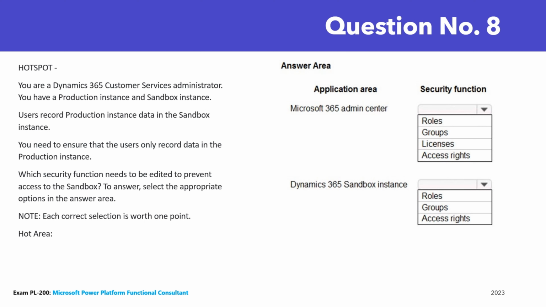You are a Dynamics 365 Customer Services Administrator. You have a production instance and sandbox instance. Users record production instance data in the sandbox instance. You need to ensure that the users only record data in the production instance. Which security function needs to be edited to prevent access to the sandbox? To answer, select the appropriate options in the answer area.